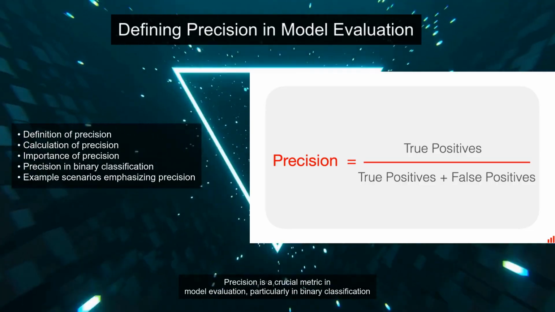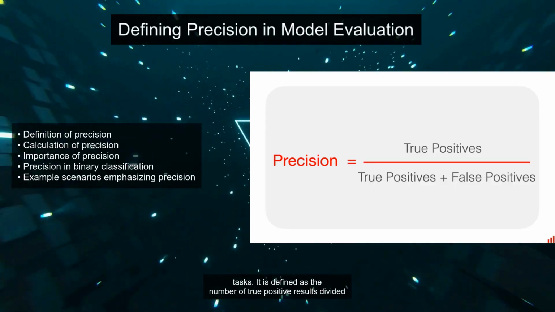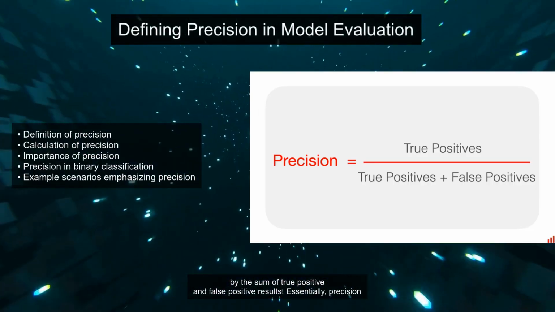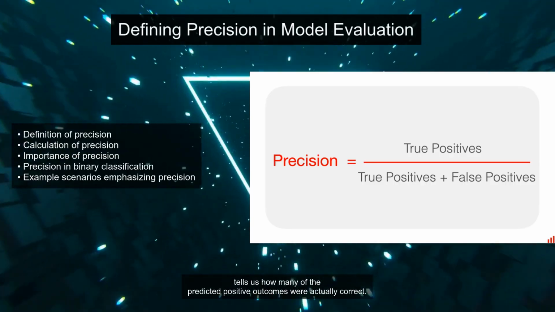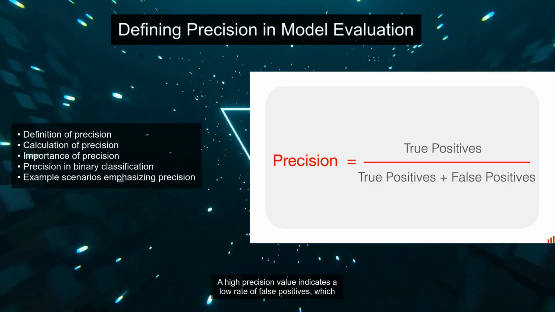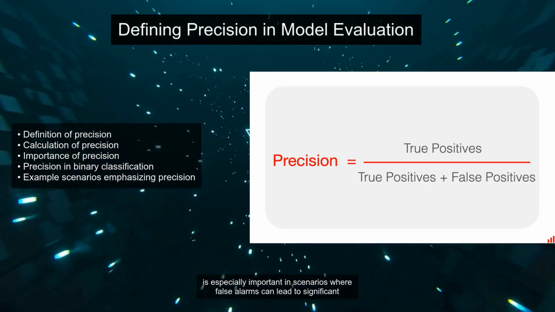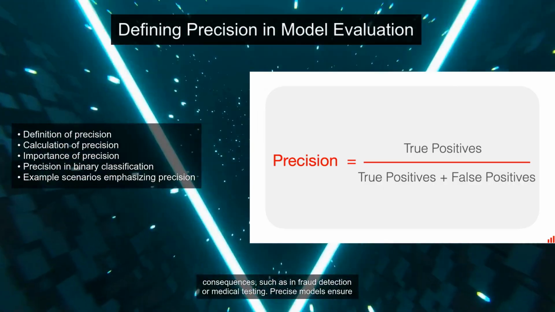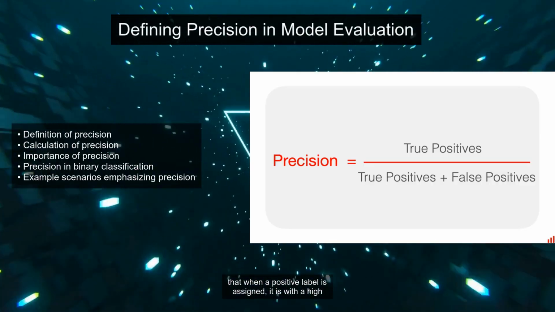Precision is a crucial metric in model evaluation, particularly in binary classification tasks. It is defined as the number of true positive results divided by the sum of true positive and false positive results. Essentially, precision tells us how many of the predicted positive outcomes were actually correct. A high precision value indicates a low rate of false positives, which is especially important in scenarios where false alarms can lead to significant consequences, such as in fraud detection or medical testing. Precise models ensure that when a positive label is assigned, it is with a high degree of confidence.